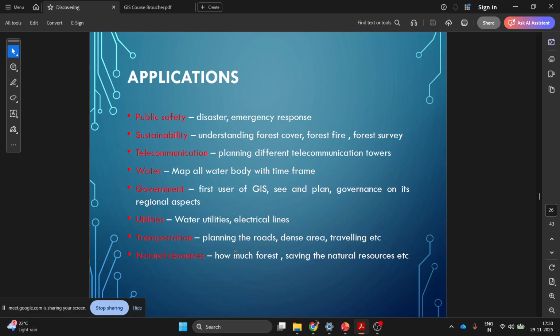And also telecommunication systems, that is, planning different telecommunication towers in a particular society, can also be solved using a GIS system.